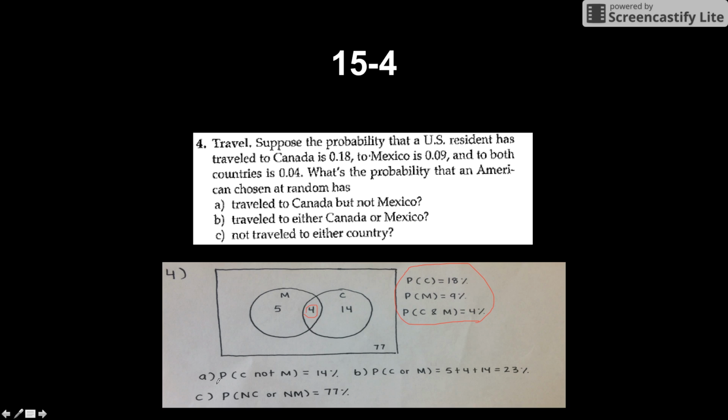Next, I'm going to answer these questions here. A asks how we traveled to Canada but not Mexico. I can just use my Venn diagram. Canada but not Mexico, that is clearly just 14%. Travel to Canada or Mexico, that's going to be all three of these numbers, 5 plus 4 plus 14, which is 23. The other one is not traveling to either of these countries. That is going to be what's left over in my 100%, which is 77.